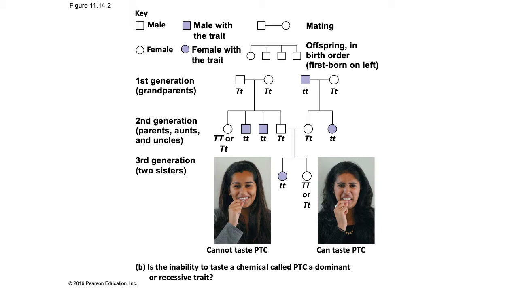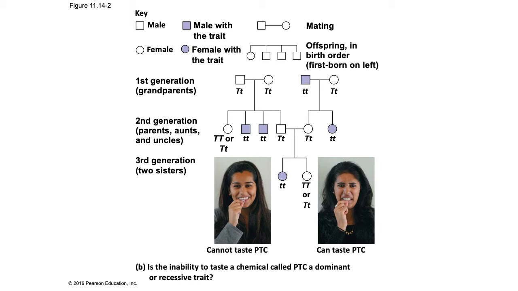The inability to taste PTC is a recessive trait. So the sister on the left is homozygous recessive for this trait. The sister on the right could be either homozygous dominant or heterozygous for this trait. We actually can't tell just based on the pedigree because both of the girls' parents are heterozygous for the trait, so they could produce either homozygous dominant or heterozygous offspring.